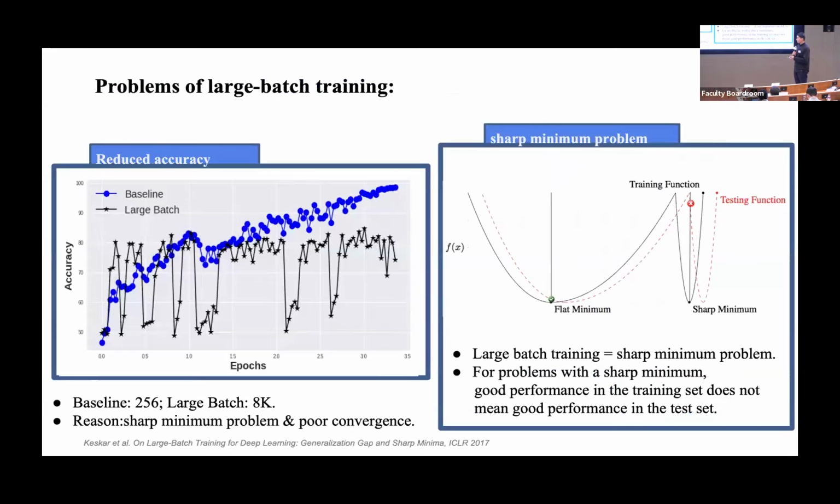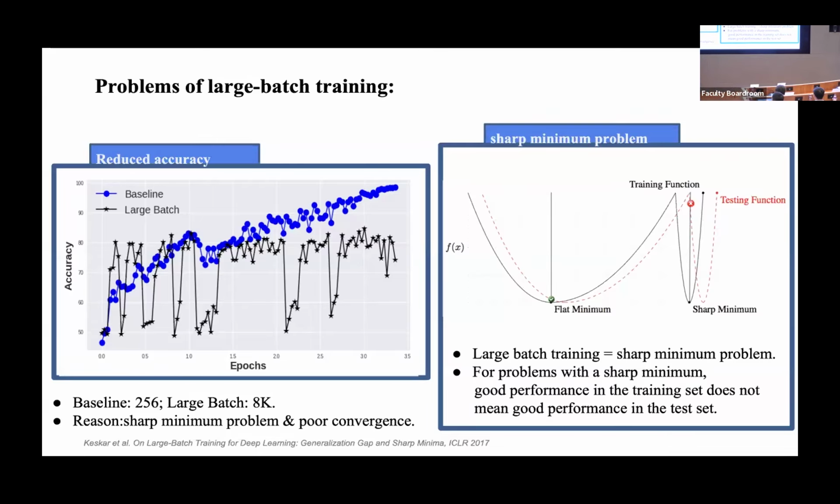However, the concern here is by training the same number of epochs, if you maximize the batch size, right? So here an example, batch size is 8K, baseline is 256. Even if we train the model by the same number of epochs, our accuracy is much lower, and also it's not stable. Its accuracy is lower and also not very stable, you see.